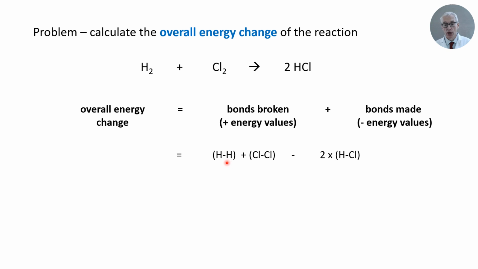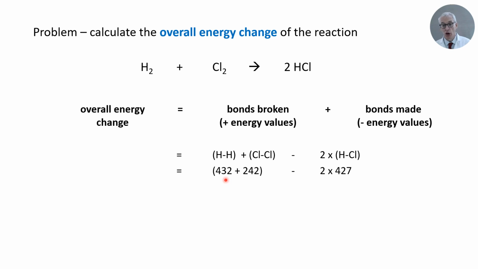What bonds have got to be broken? Well, there's a hydrogen-hydrogen bond between the 2 hydrogen atoms in the hydrogen molecule. Similarly for the chlorine, there's a chlorine-chlorine bond. But these are molar numbers, so we've got 2 hydrogen chlorides. So we've got 2 hydrogen-chlorine bonds to make.